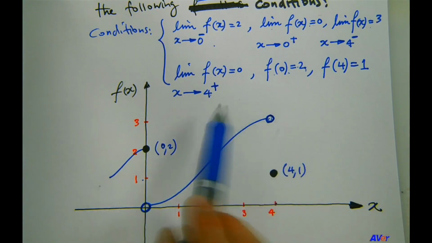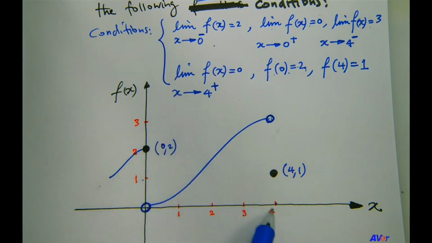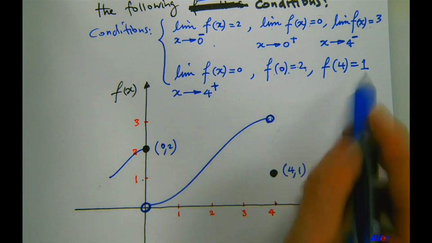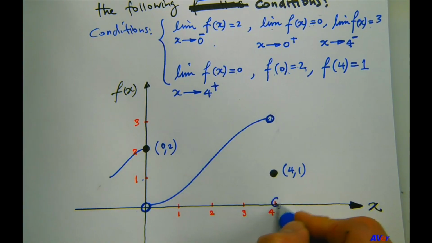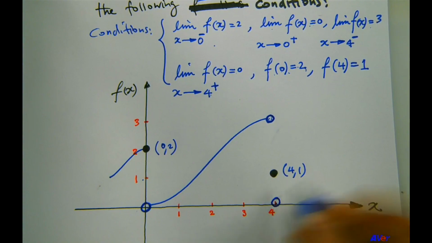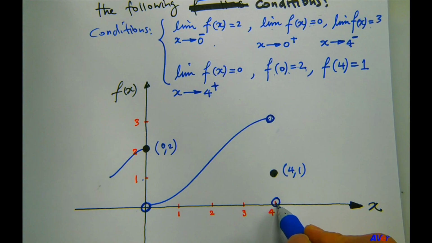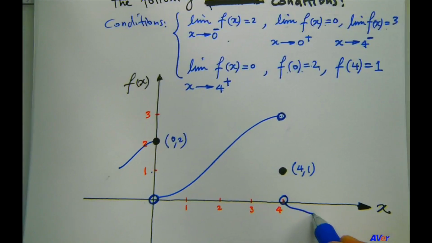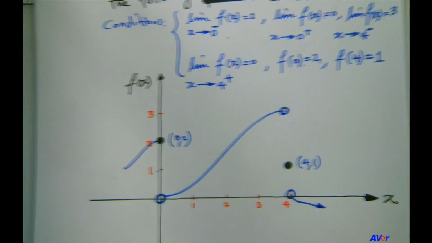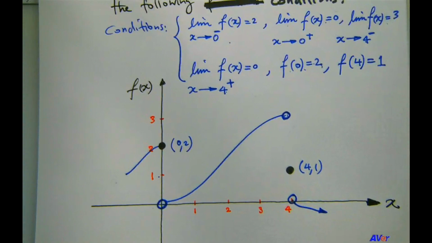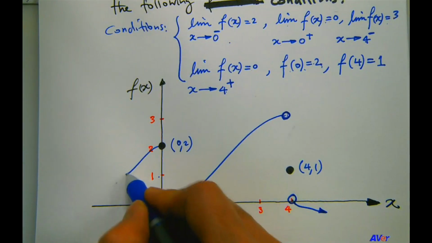So the limit of the function as x approaches 4 is 0. So I'm going to put a hollow circle here, and then it doesn't matter. You want to draw a line there, so you can also draw it like that. Either way, it's fine. Like that, and like that.